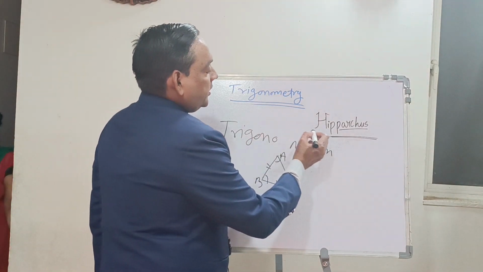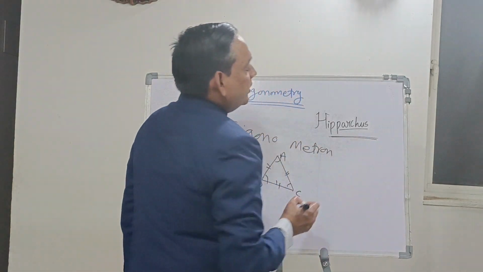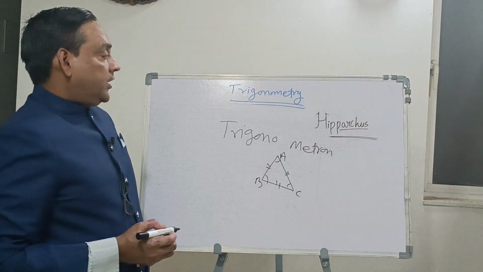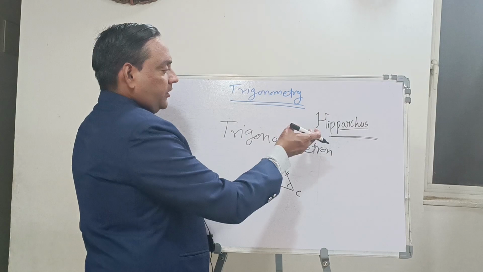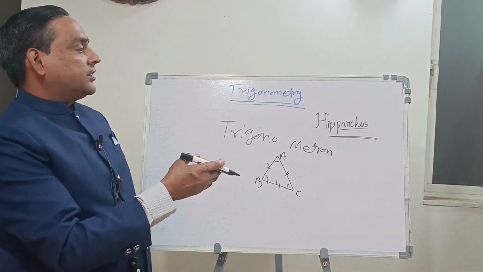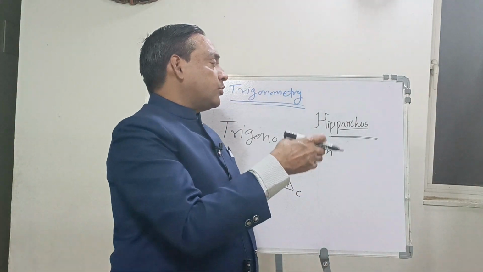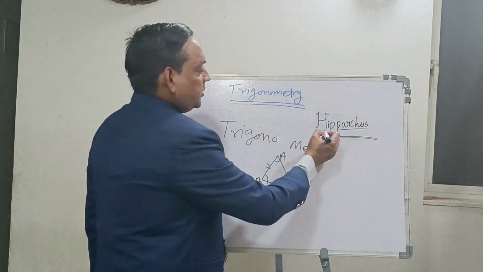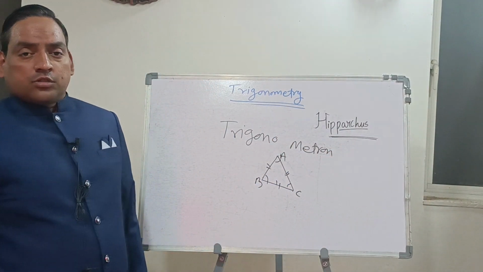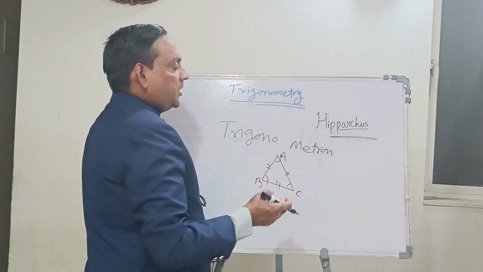This trigonometry was invented by Hipparchus. When he started, he used it to measure the distance from the earth to the galaxy. Now in today's life also we use trigonometry in so many places.